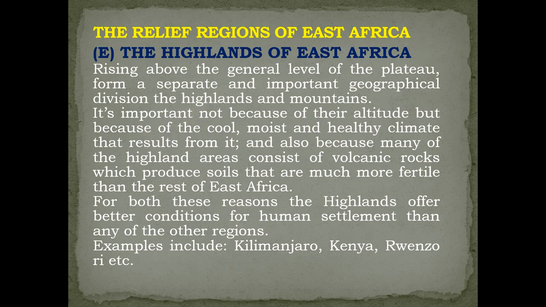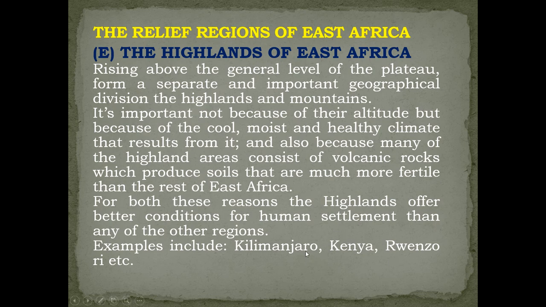So the most pronounced examples of mountains in this region, we have Kilimanjaro, which is the highest mountain in East Africa, and Rwenzori, which is the highest mountain in Uganda. Kilimanjaro is the highest in East Africa. Rwenzori is the highest in Uganda. Look at your atlas and identify the heights of these two.